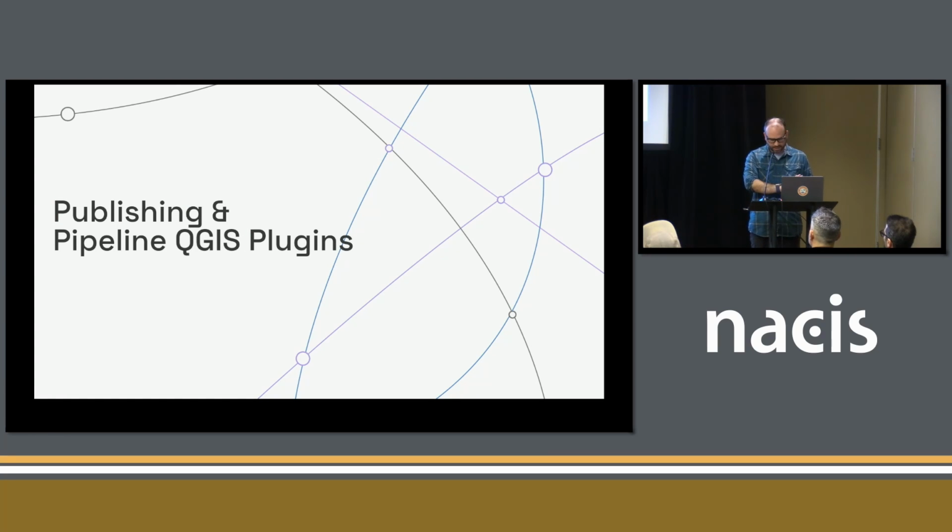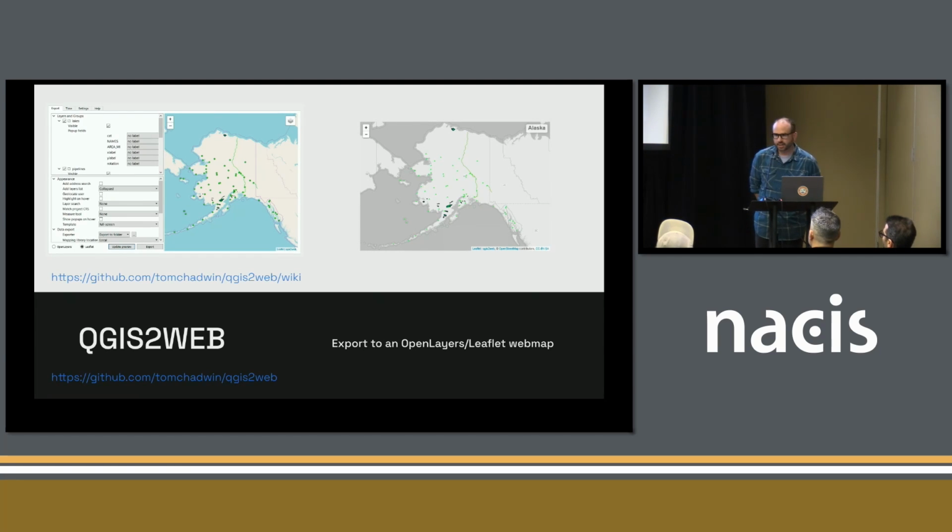And then this idea of the publishing and pipeline plugins. So one here is QGIS2web. So we basically look at what layers we want to export, configure some basic styling, and this will generate OpenLayers or Leaflet files for us, static web files that we can then serve up to have a web map.